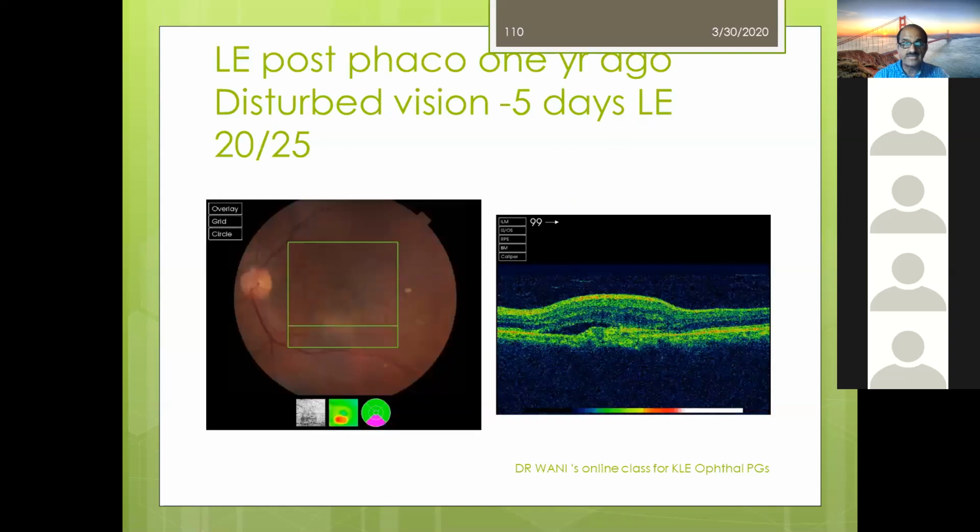So in this patient, in Kuwait I had this patient. You can see that he had phaco 1 year ago and his vision was excellent.